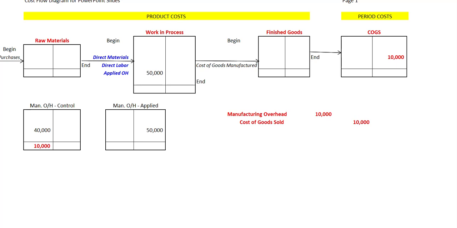And again, we do this because we need to zero out manufacturing overhead, and by applying $50,000 when actual overhead was $40,000, that would have made work in process too high by $10,000, finished goods too high by $10,000, cost of goods sold too high by $10,000, and so this journal entry reduces our cost of goods sold by $10,000 and closes out manufacturing overhead.